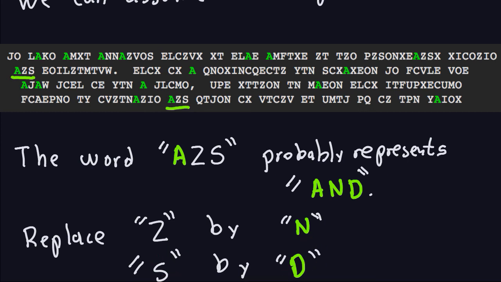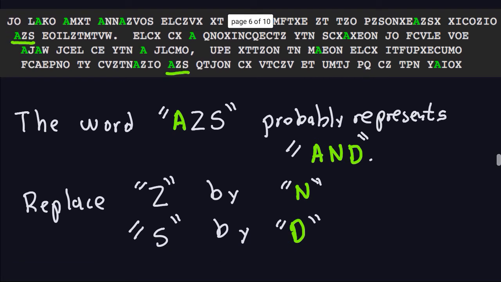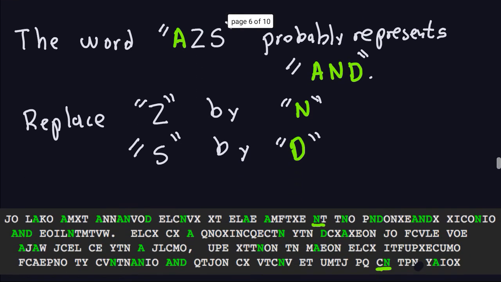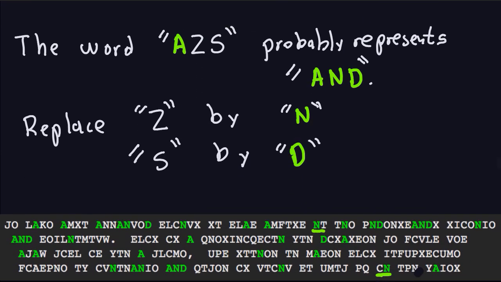And when you do this by hand, I suggest that you do it using colors as well, because it's going to make it easier for you to distinguish which one is the ciphertext and which one is the plain text. So after I make this substitution, replacing Z by N and S by D, we're going to get the following text. So as you can see there, I replaced all the Z's by N and all the S's by D.